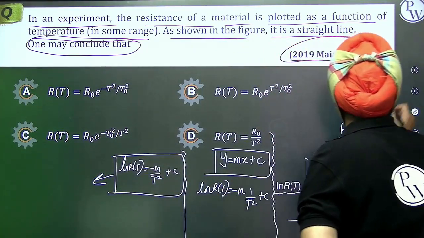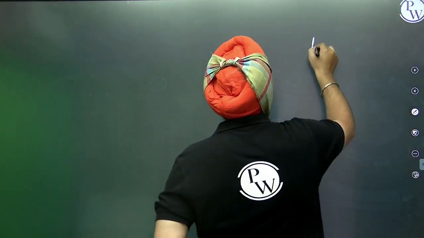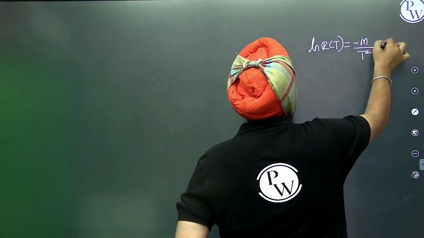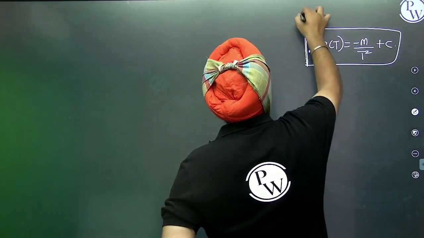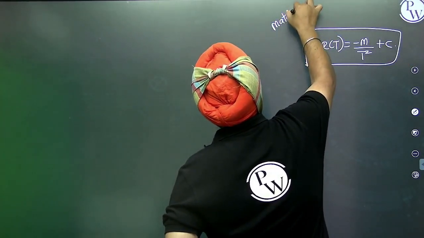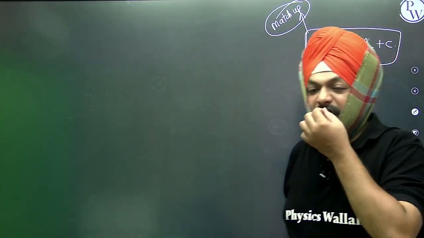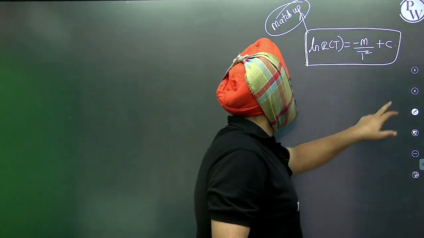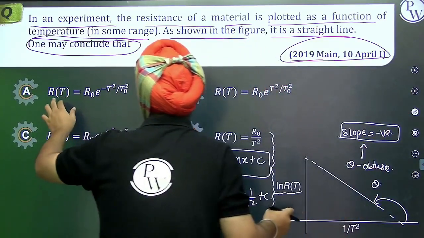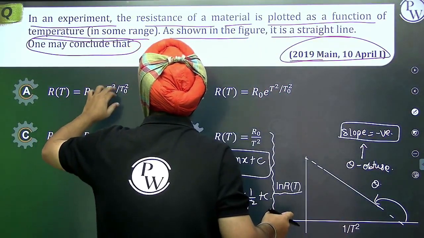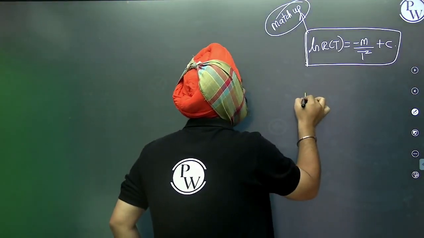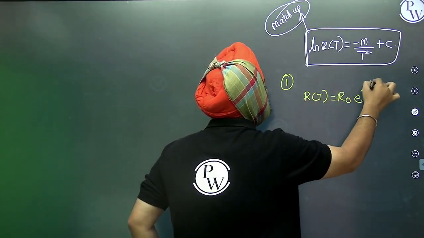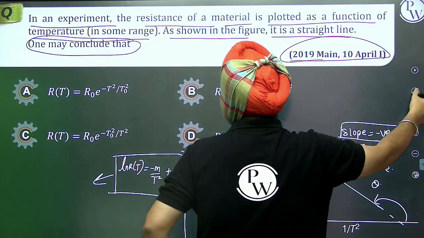Now the result is ln of R(T) is equal to minus m by T square plus c. We have to match up with this result. Let's use the first equation to match it. The first equation is R(T) is equal to R(0) e raised to minus T square by T0. Did I write that equation? Yes.